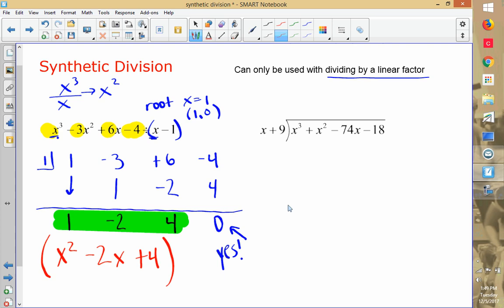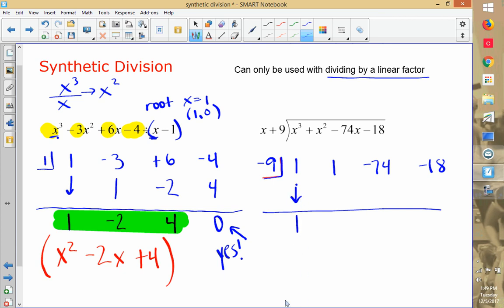So if we tried another one, even if it's set up originally like this, what we're going to do is write it in this box. If x plus 9 was our factor, we're checking to have a root at negative 9 then. And we're going to write down all of our coefficients in line. You are going to always bring down the 1, or whatever number that is actually. You're just going to bring down the first number. 1 times negative 9 is negative 9. Add down, you're going to get negative 8.